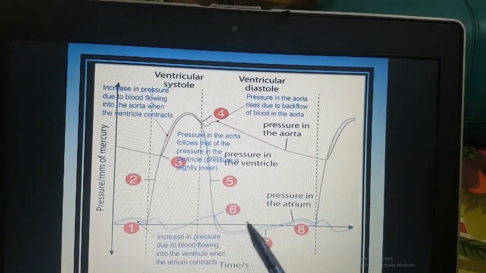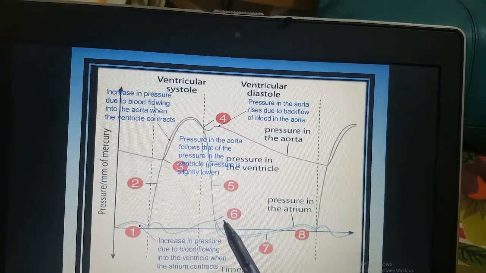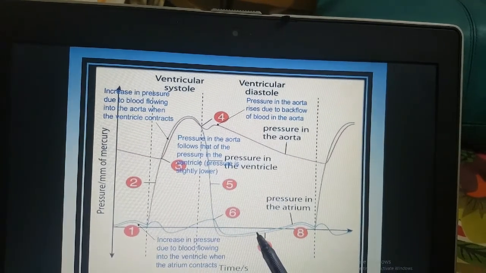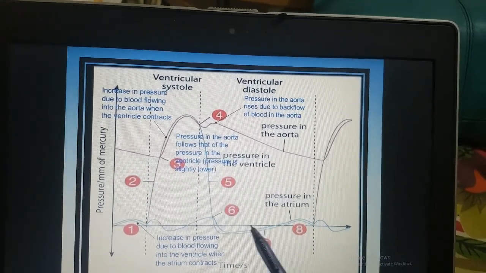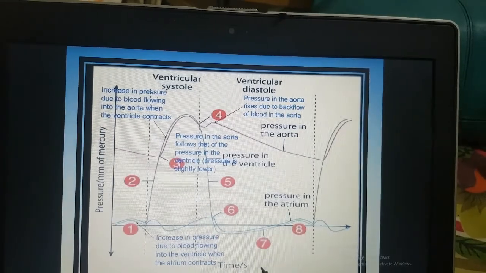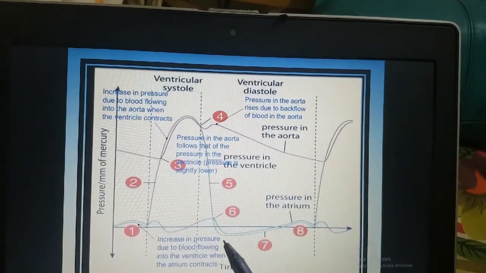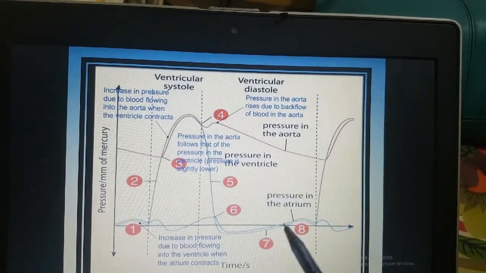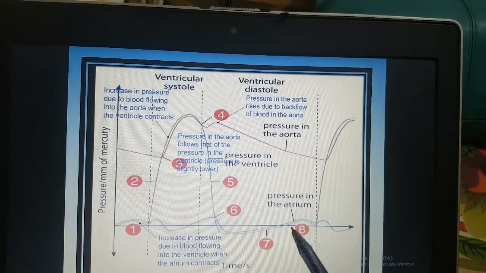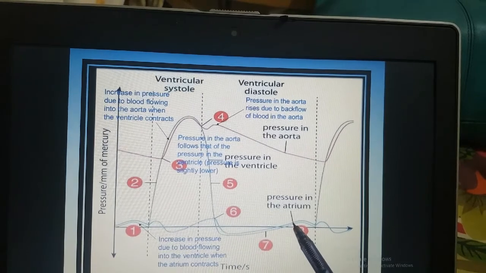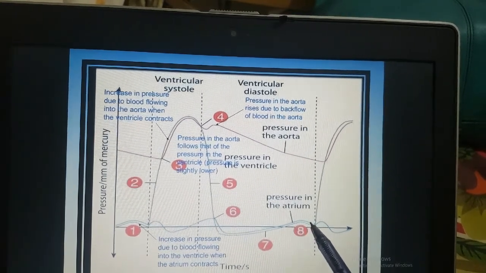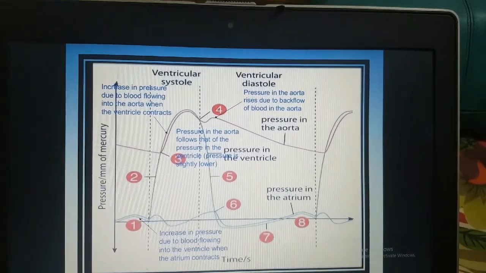Now there is a time when the ventricle starts to fill with blood from both parts, that is from the lungs and from the whole parts of the body. Once again, this cycle continues when atria contract and it is going on.